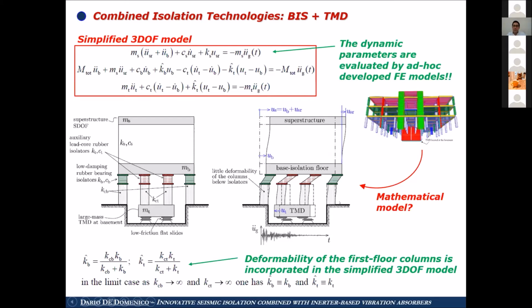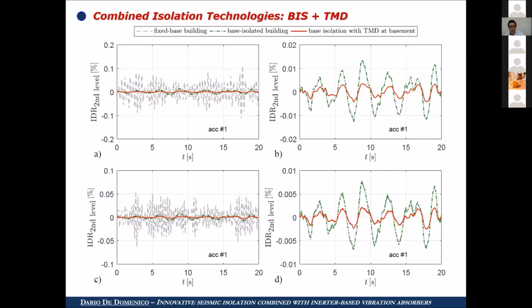I don't have enough time to explain all the details of this optimal design procedure, but I just want to focus on the results. I mean, some sketch of the results in terms of seismic performance. Let's start with the interstory drift, which is a very important response indicator for a building because it is closely related to the damage of a building.